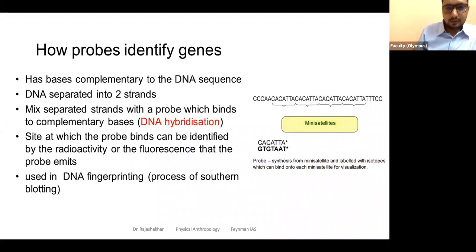Okay, so I have an image to show you on how DNA probes work here. I was telling you about GATC, a sequence we talked about, but similarly a complementary sequence they have taken here. If this is a sequence, the probe will go and bind in a particular region. And with the fluorescence or radioactivity attached to it, the site at which the probe binds can be identified by the radioactivity or the fluorescence that the probe gives.